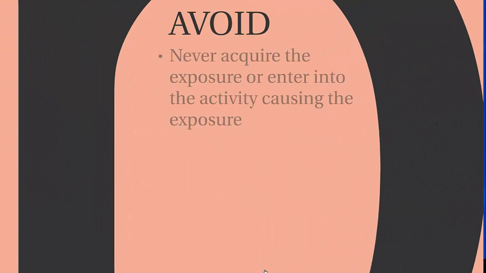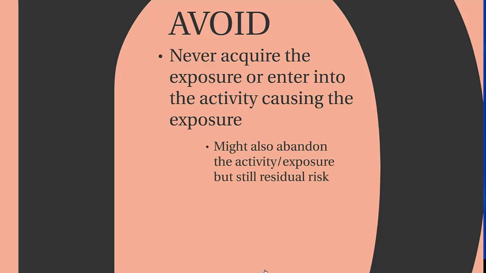First, avoid. To avoid a risk means to never acquire the exposure or to never enter into the activity causing the exposure. You might also abandon the activity or exposure, but with that, there might still be some residual risk. For example, you might decide that some land that you've purchased was a good idea, but later realize that there was toxic waste beneath the surface. You might abandon that land. But if later someone does build on the property who buys it from you, you actually might be liable for at one time having owned that land, especially if you contributed to the toxic waste.